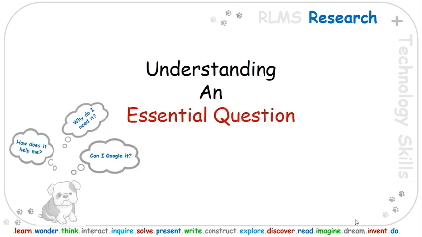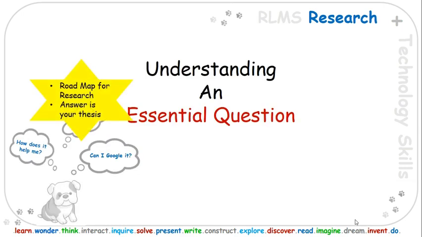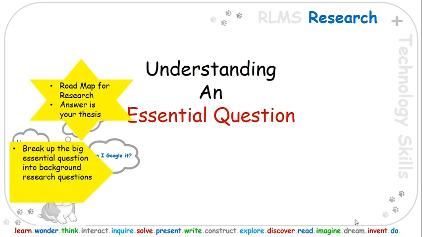Let's review. An essential question is a roadmap for research, and the answer is the thesis for your project. You need to break up the big essential question into little pieces in order to do your background research. You're actually researching multiple things at the same time in order to answer that question. And no, you don't need to Google it. This is your research and your thinking. So if you have your essential question, you are ready to keep going in the research process.